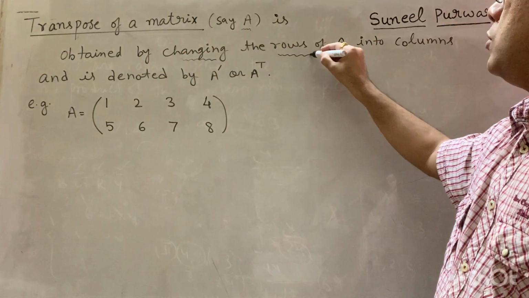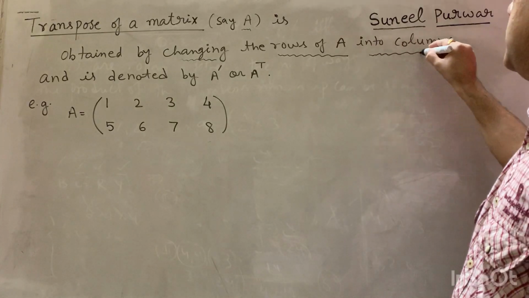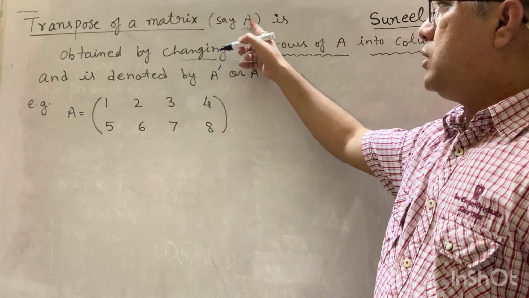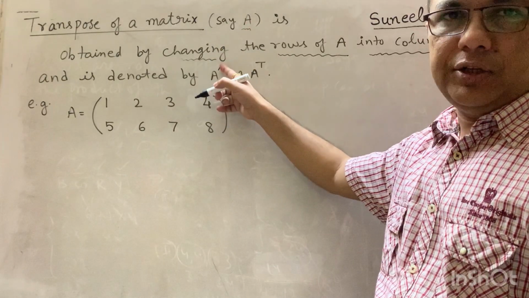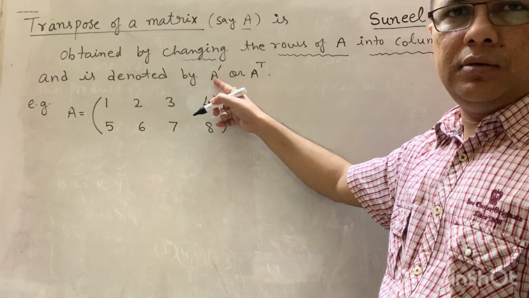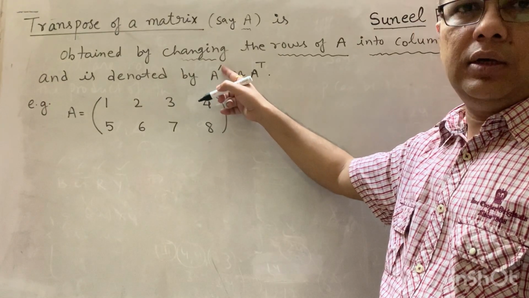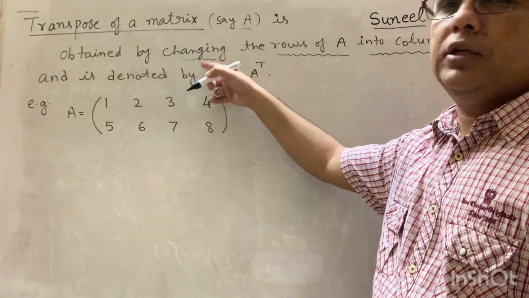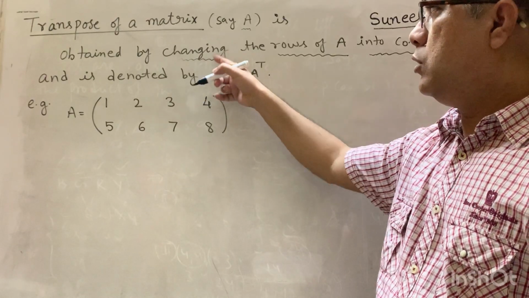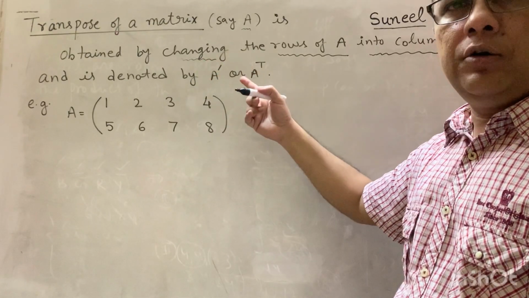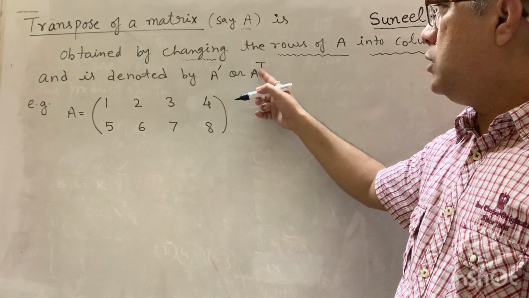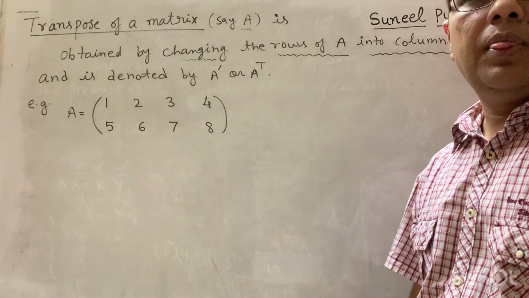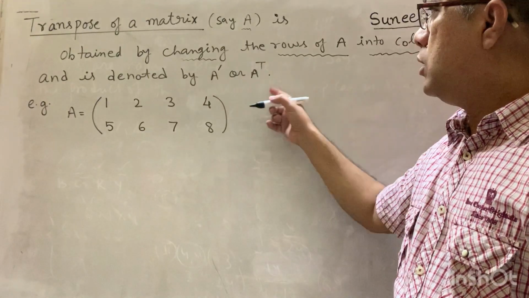Change the rows of matrix A into what? Columns. Alright? The transpose of matrix A is denoted by A dash. Whenever in a matrix name we put a dash in the superscript, it is called transpose. Another way to denote the transpose of A is A superscript T. So this letter T is again used to denote the transpose of A.